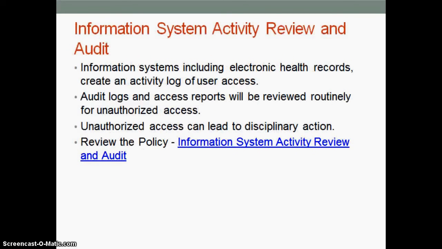Information System Activity Review and Audit. Pretty much this is just explaining how every system, especially our electronic health records, creates an activity log of user access, which can be down to the second. Audit logs and access reports are routinely reviewed by authorized users, and they're looking for unauthorized access. If there is unauthorized access, this can lead to disciplinary action. This is really just to protect our systems to make sure that users are using records appropriately. Again, you can review the policy here.